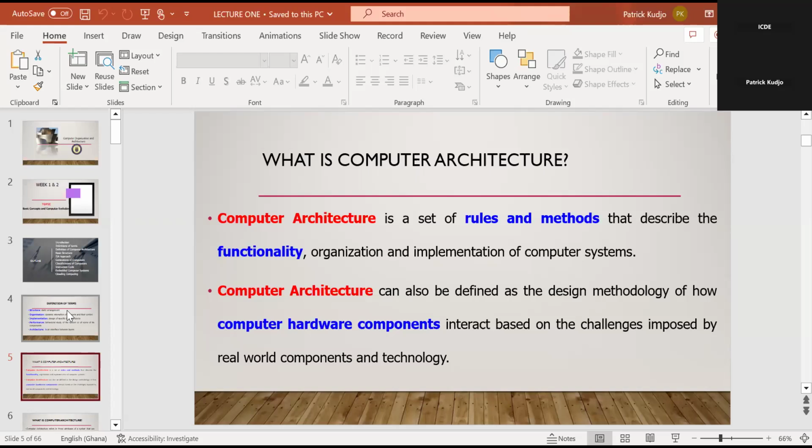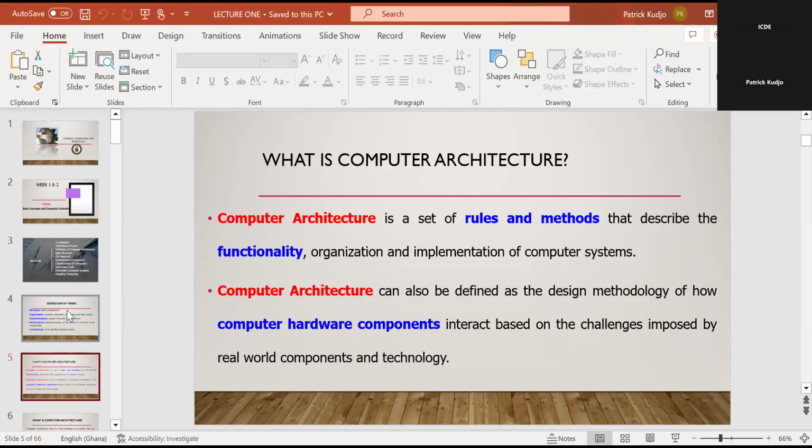And I like the second definition. It defines the design methodology or method. You see, the first one said the rules and methods. Here it said the design method of how computer hardware works. What is computer hardware? Computer hardware, I want to assume that you've forgotten about it, is the peripheral, or the physical component of the computer system that we can see and also touch.